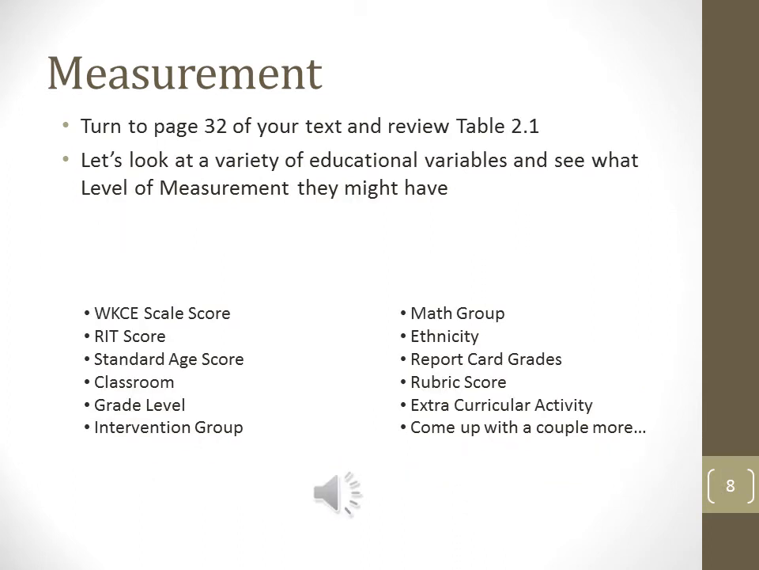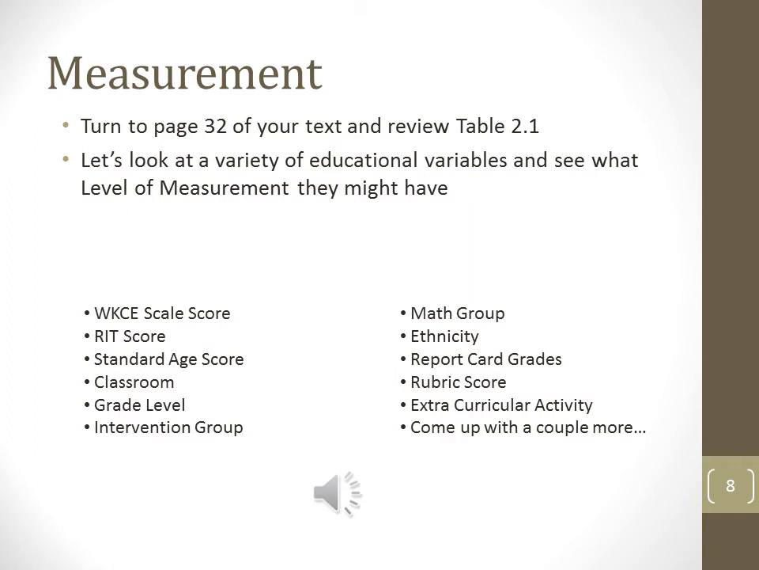In your Salkin book, turn to page 32 and review table 2.1. This is going to give you some examples of level of measurements. Now let's look at some that we might know about in our own educational setting. For example, WKCE scale score. This is an interval measurement. We know exactly along a continuum what score is better than another score.